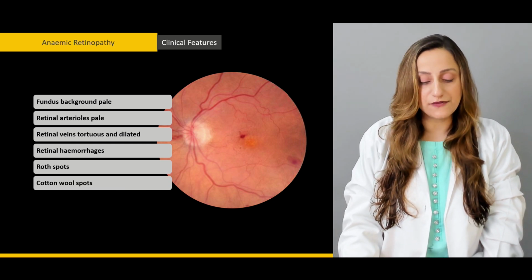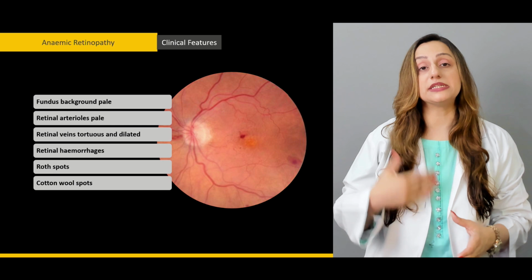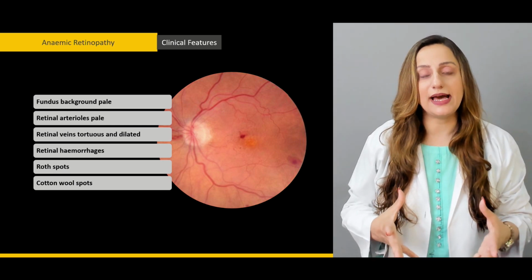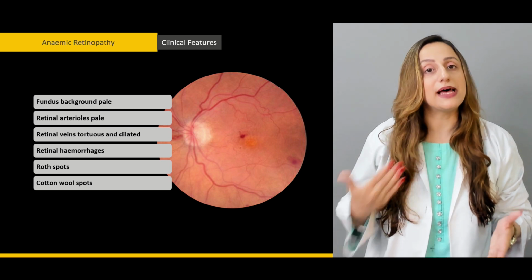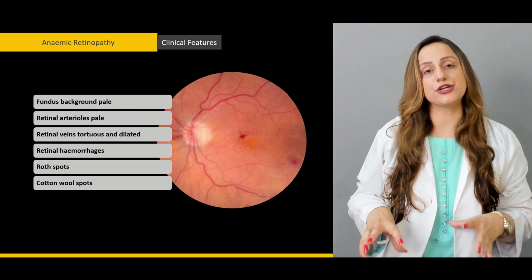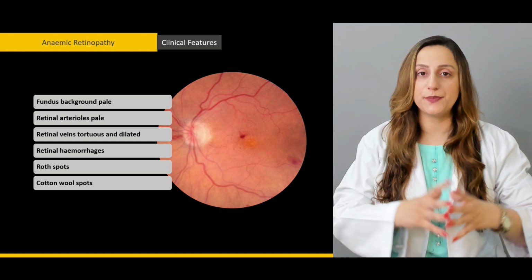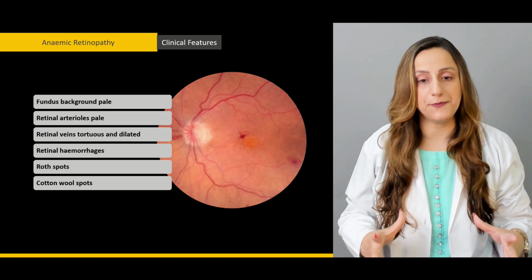Then finally, we have the cotton wool spots, and they are particularly notorious for the thrombocytopenic patients as well as the patients who are suffering from the aplastic anemia. These patients particularly would be giving you this picture of the cotton wool spots.